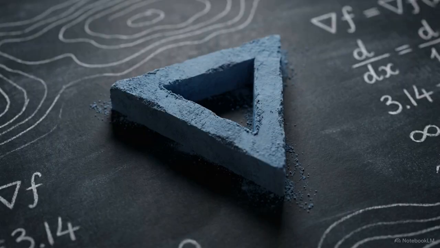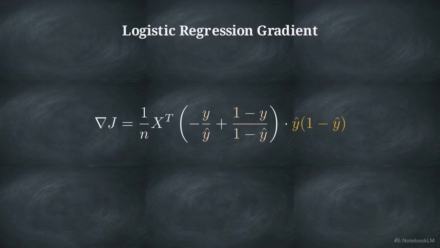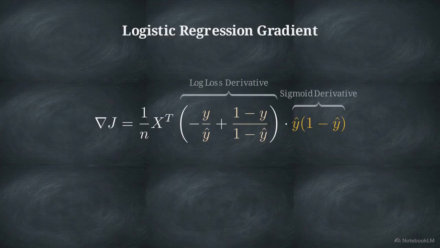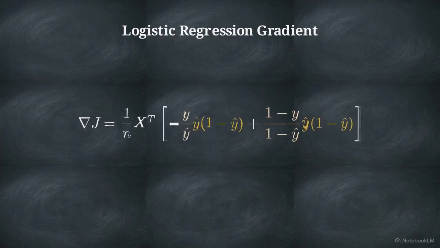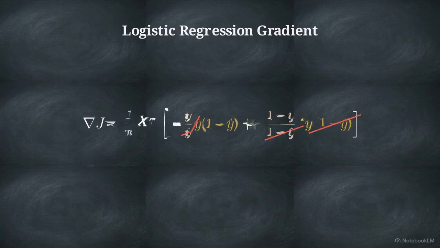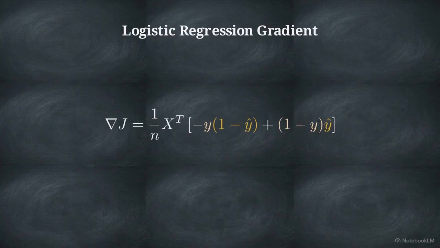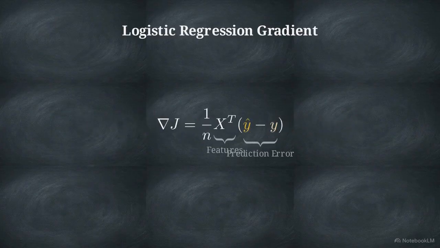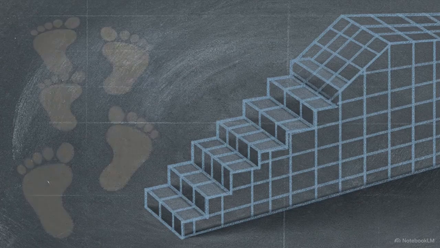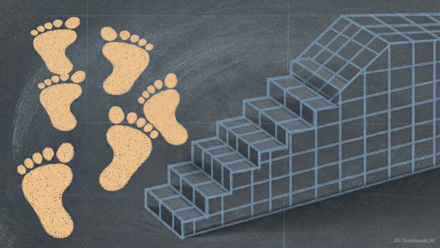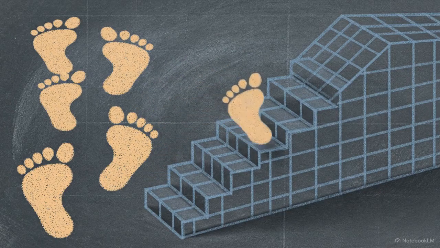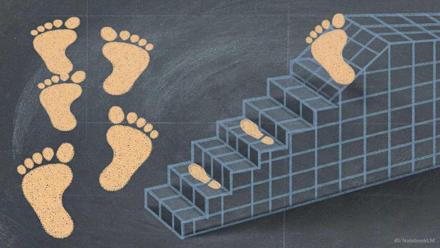To find that minimum, we must compute the gradient of the loss function. The initial derivative of the cross-entropy equation is dense, containing complex logarithmic terms. However, the unique properties of the sigmoid derivative cause these terms to mathematically cancel out. This simplifies the gradient to the dot product of our features and prediction errors. Although the gradient is elegant, there is no closed-form solution. We must use iterative algorithms to step toward the bottom of the bowl.